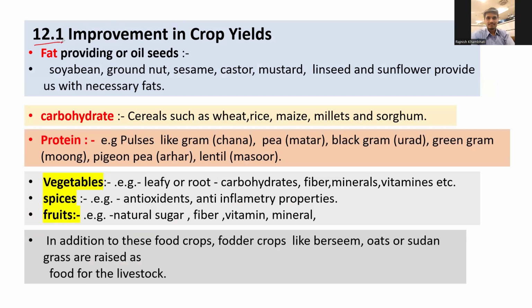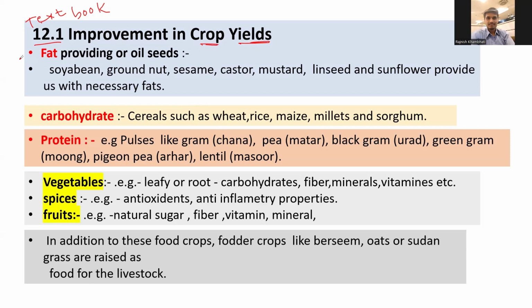This is topic 12.1 in your textbook. Clear? So while you read the textbook, you can understand that this slide is from 12.1. The topic is improvement in crop yields. How to improve? That's the answer. It is answered over here.